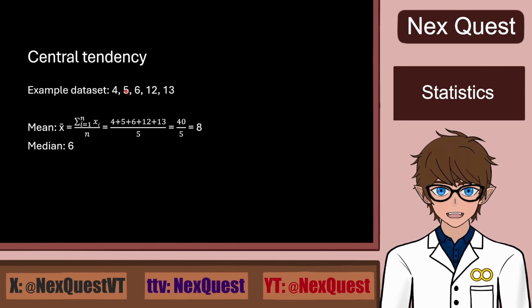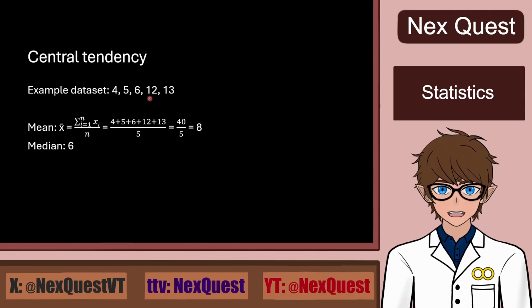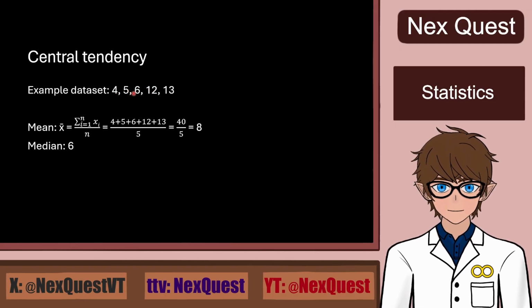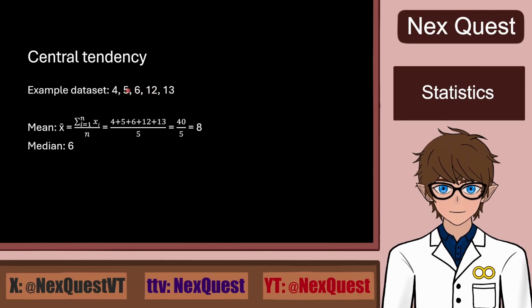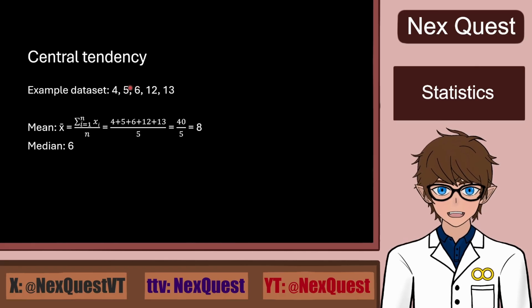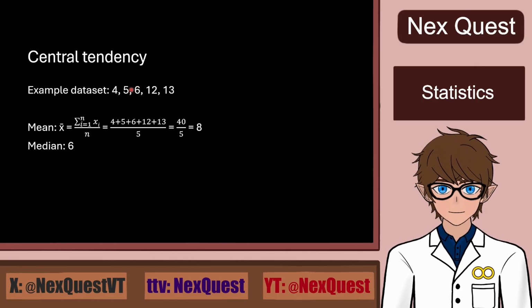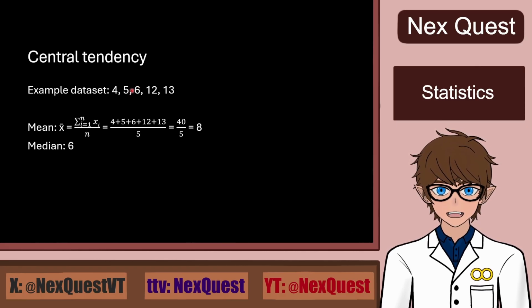Now you may be wondering what if there were an even number, like 6 or 8 measurements. Well, you find the 2 middle values, so let's say we only had 4, 5, 6, and 12. Our 2 middle values would be 5 and 6, so we would take the average of that, which is 5.5. Here we have an odd number of them, so it's just the middle value.